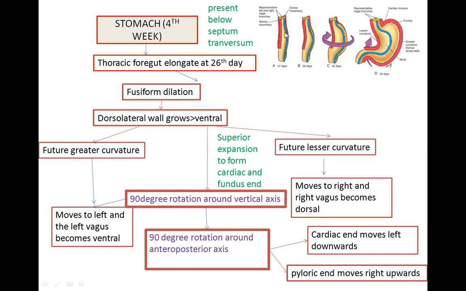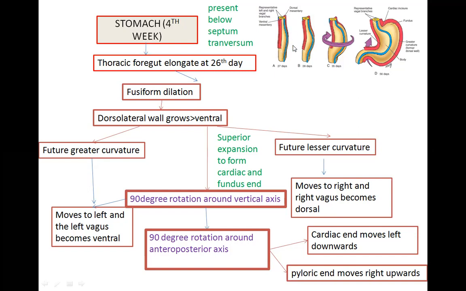So the thoracic foregut is elongated at day 26. There is a fusiform dilation which appears in this foregut beneath the septum transversum. Now, this fusiform dilation is because it undergoes a differential development of the body wall. That is, the dorsolateral wall overgrows the ventral wall.